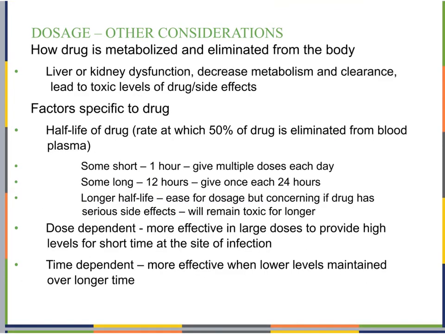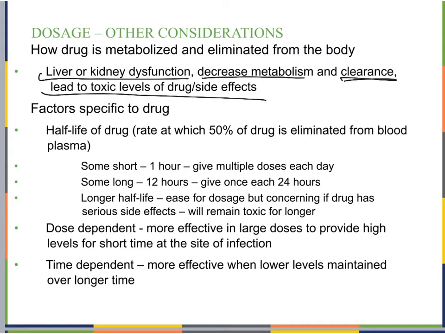So some other considerations for dosage are how the drug is metabolized and how it's eliminated from the body. Sometimes, if a person has liver or kidney dysfunction, then the dosage has to be adjusted. If there's a decrease in metabolism and a decrease in clearance, that has to be adjusted because it can lead to toxic levels of the drug or side effects. So a lot of things need to be taken into consideration when giving the dosage.